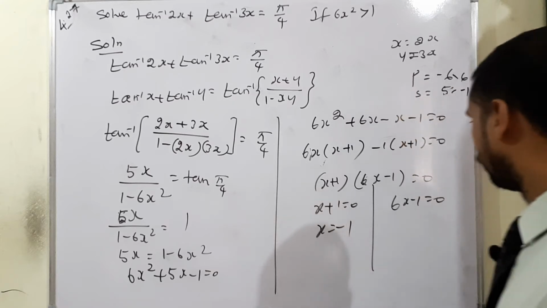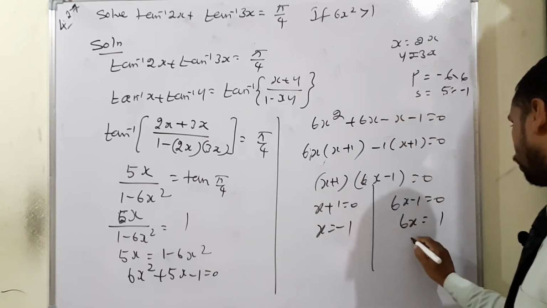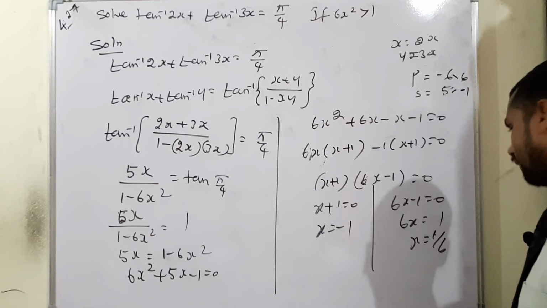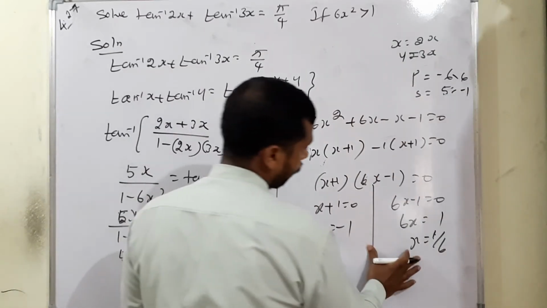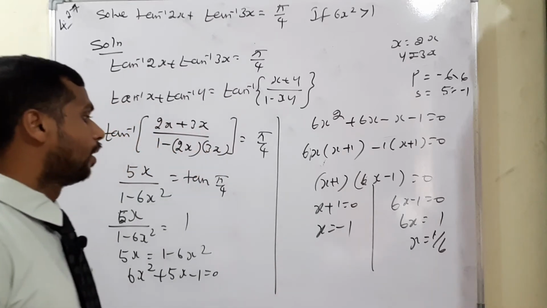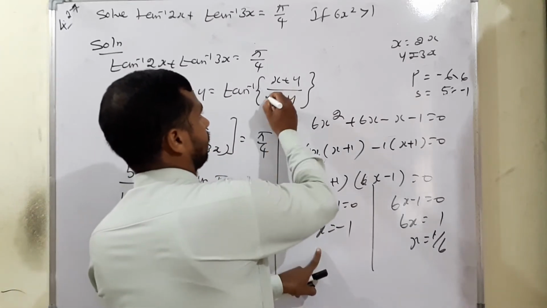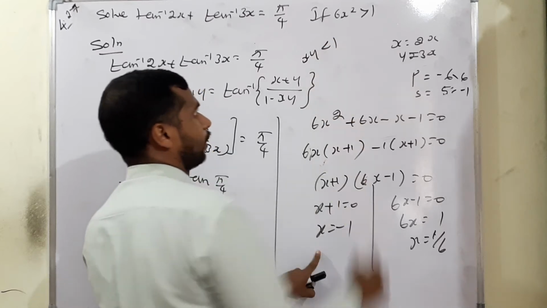The first one, x is equal to minus 1. Second one, x is equal to positive 1 means x is equal to 1 by 6. Now check which one is a suitable answer, whether both or only one solution. First we have to apply the condition xy less than 1.